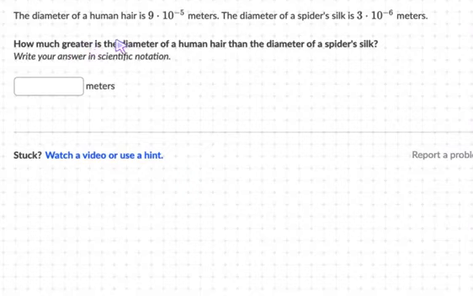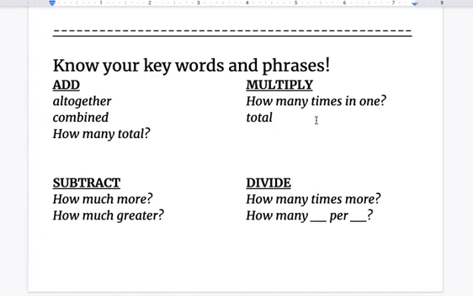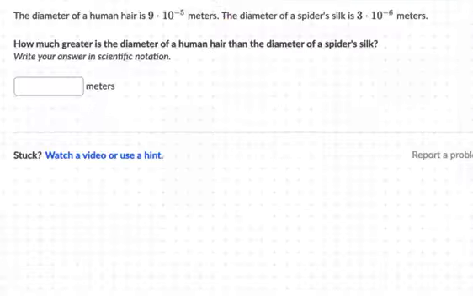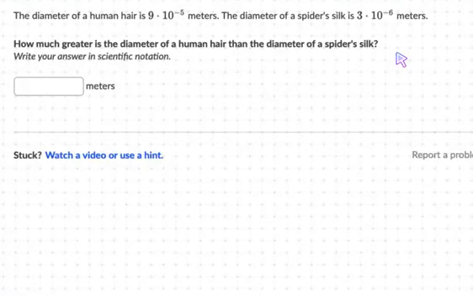Okay, I see how much greater. Remember, subtract and divide have how much greater, right? But divide says how many times greater. This one doesn't have that, so it's just subtraction. If you said subtract, then you were on the right track. Which one is bigger? Let's see, how much greater is the diameter of the human hair than the diameter of a spider silk. So it looks like diameter of the human hair is greater because they want to know how much greater it is compared to the spider silk.